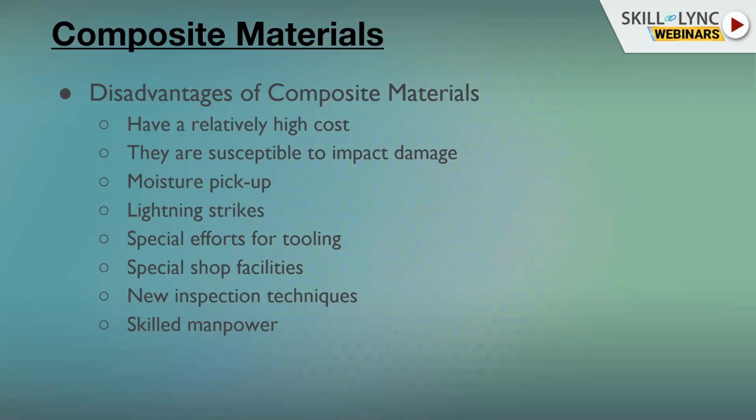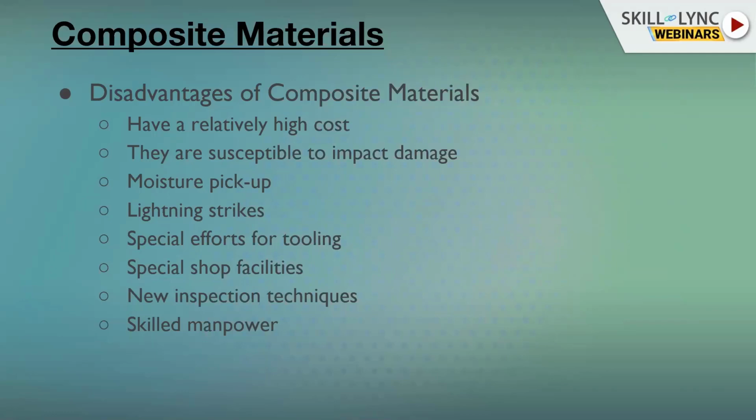The other important aspect is the tooling. Because composite materials require tooling, there is an additional cost associated with the production of these parts. So based on the type of resin, the type of fiber, the type of curing required, the tools are designed to suit. These also require special shop facilities.